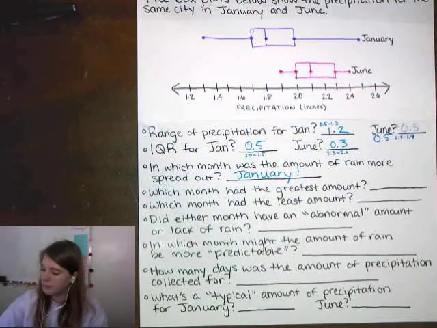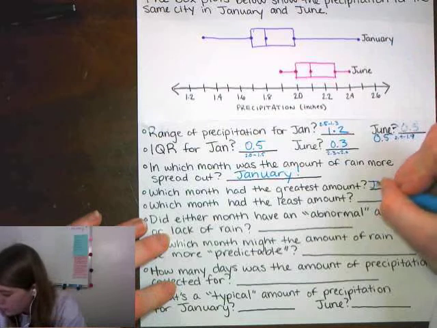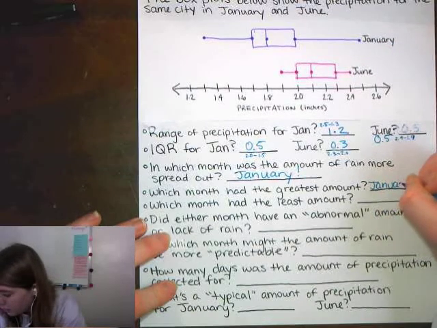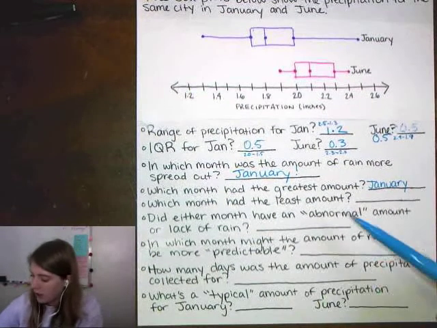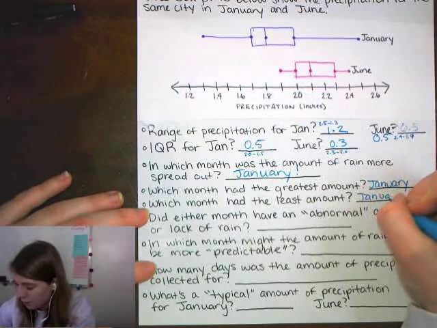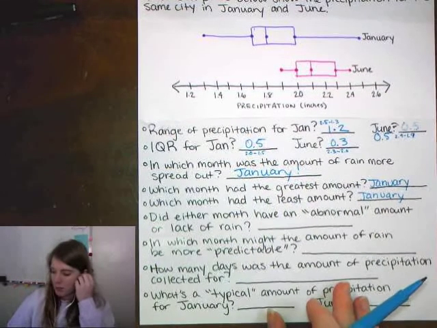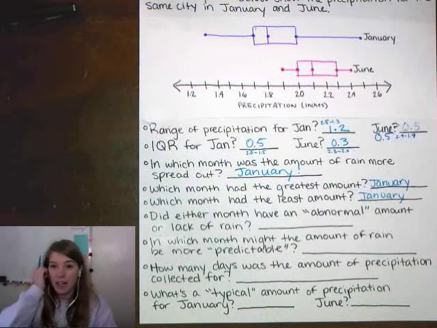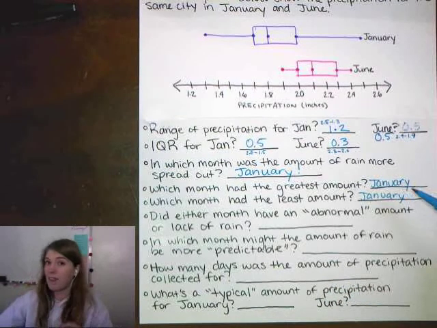Which month had the greatest amount? Also January. So January did have the greatest amount of rain on that one particular day, maybe. Which month had the least amount? Also January. So I feel like these two questions kind of, again, prove this point right here. But does that necessarily mean that January had the most rain? No, not at all. It had the most rain at that one time, right?